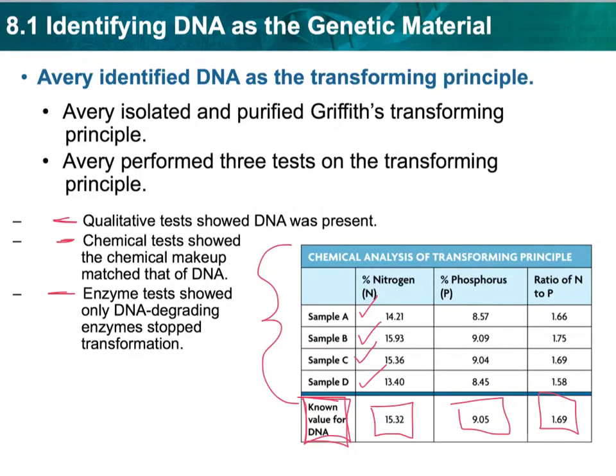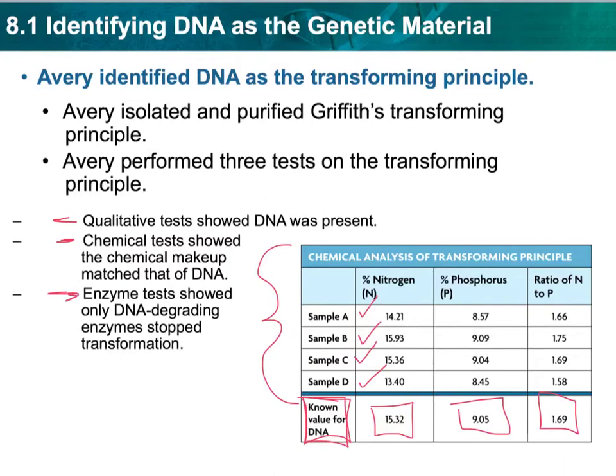So for our first sample it was 14.2, sample B 15.9, so on and so forth. So all of the samples very much resembled the known values for DNA, which again led him to believe that this was actually DNA and not protein.